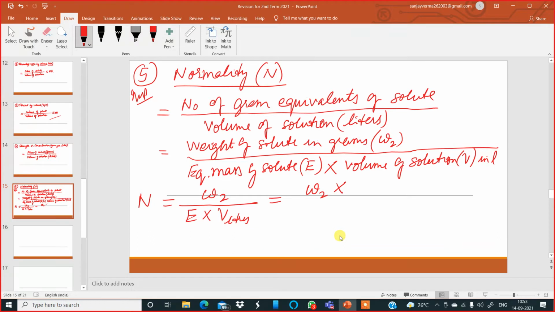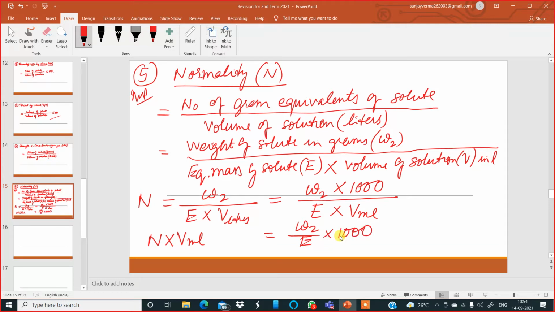W2 into 1000. I am converting it to milliliters now. That becomes W2 into 1000 divided by equivalent mass into V, volume in milliliters. So you can apply this formula. Or if I multiply this normality into volume in milliliters, I will get one more form of this formula, which is W2 by capital E into 1000.